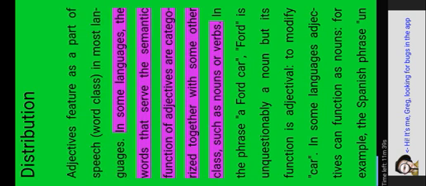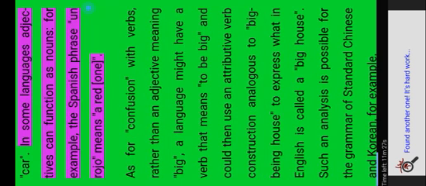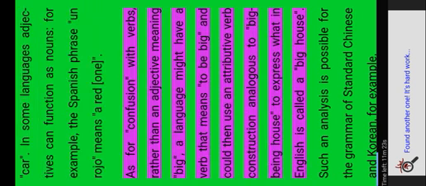In some languages, the words that serve a semantic function of adjectives are categorized together with some other class, such as nouns or verbs. In the phrase "a Ford car," Ford is unquestionably a noun but its function is adjectival, to modify "car." In some languages adjectives can function as nouns. For example, the Spanish phrase "un rojo" means "a red one."